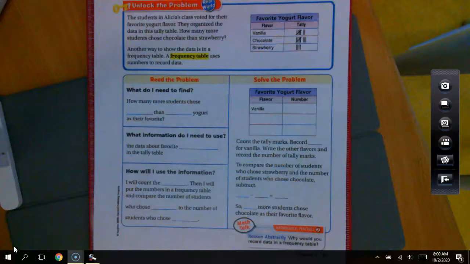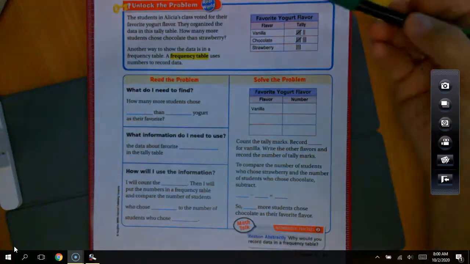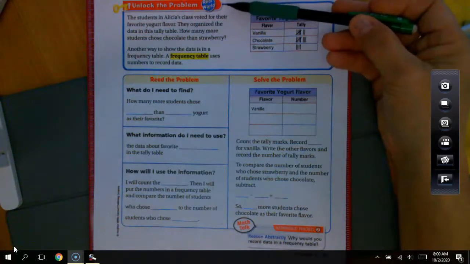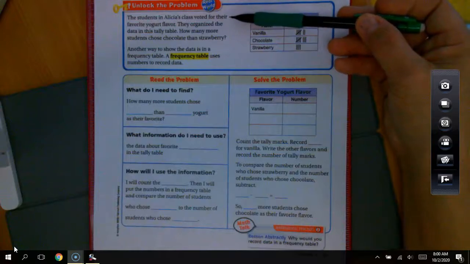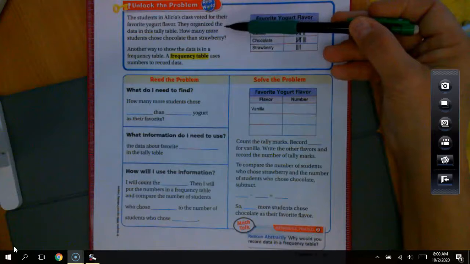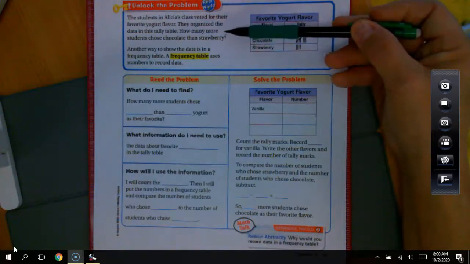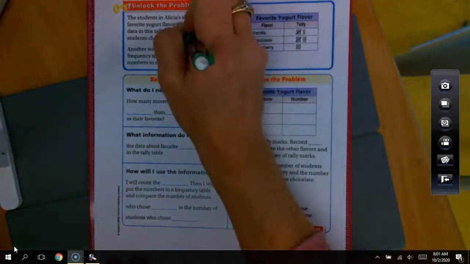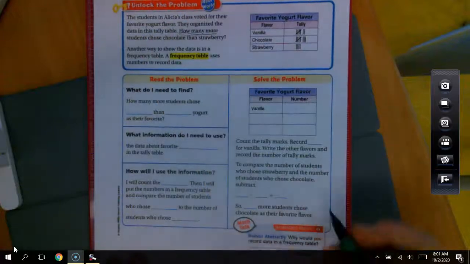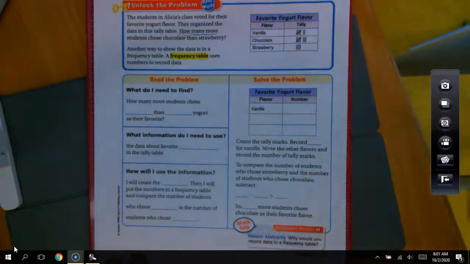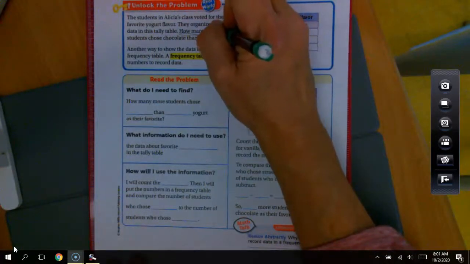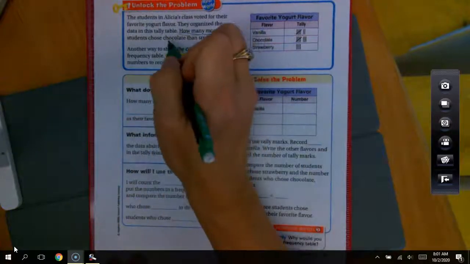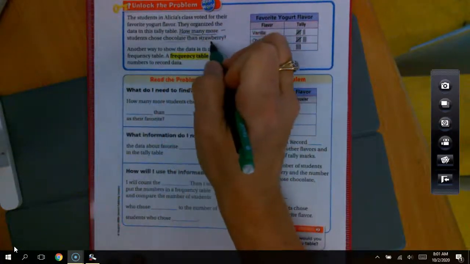So you should be on page 87, and let's look at the top. Let's look at unlock the problem. It says, the students in Alicia's class voted for their favorite yogurt flavor. They organized the data in this tally table. How many more students chose chocolate than strawberry? That's important. I want to know how many more. How many more is a clue word that tells me to do what? Subtract. So I'm going to put a minus here. Students chose chocolate than strawberry.